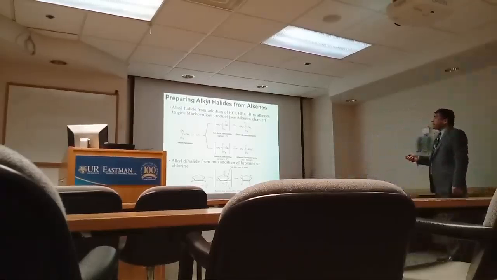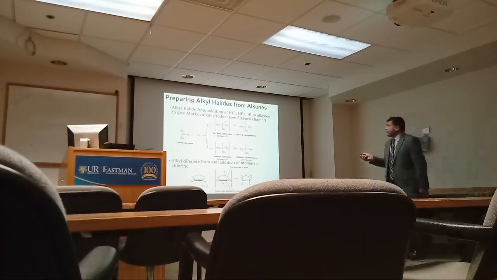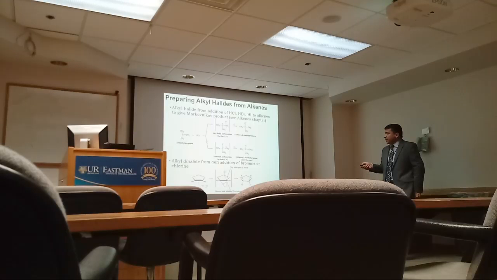So, preparing alkyl halides from alkenes. As you know, alkenes have a double bond. Like here, we have 2-methylpropene, right? Meth-, eth-, prop-, because of the double bond, propene. And then in the second carbon, we have a methyl group, 2-methylpropene.